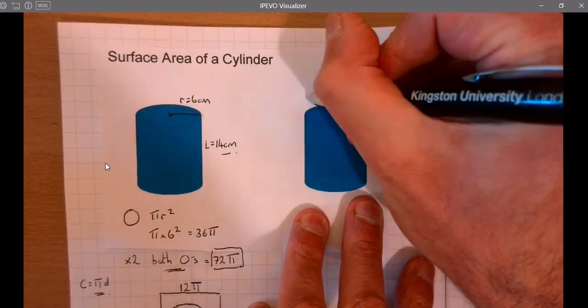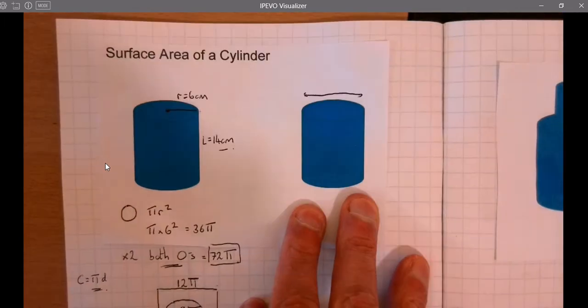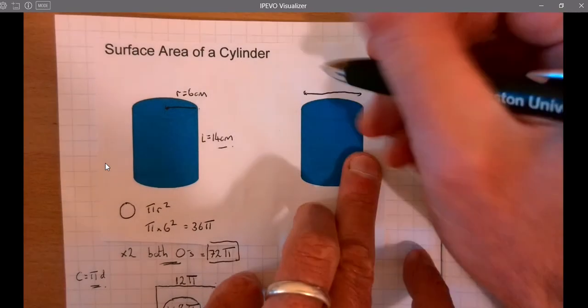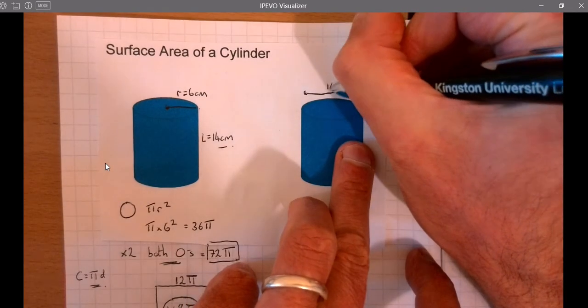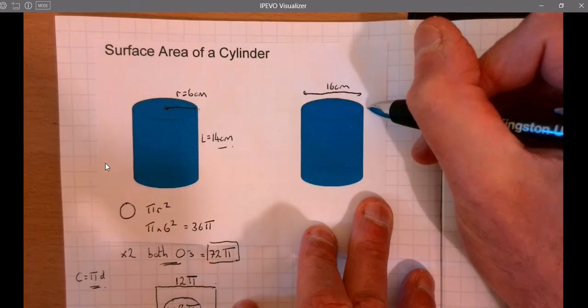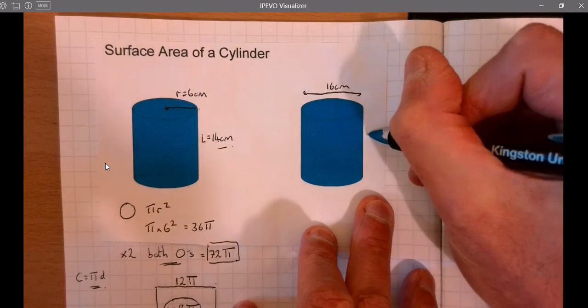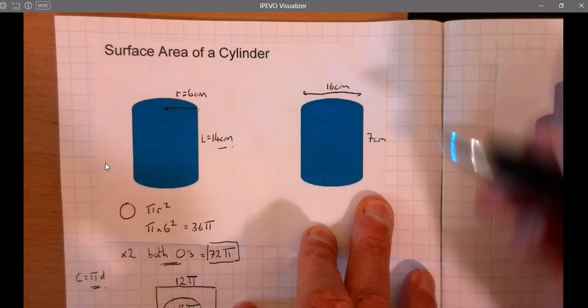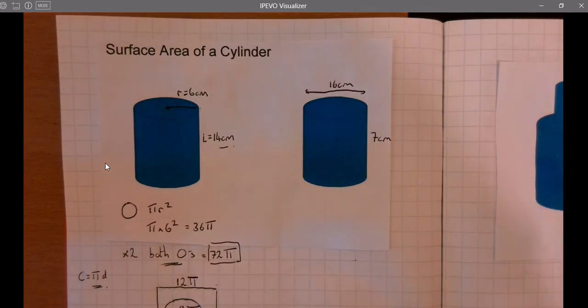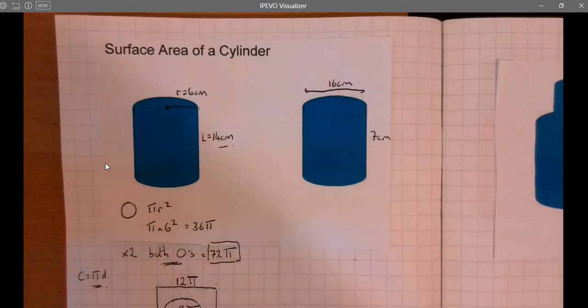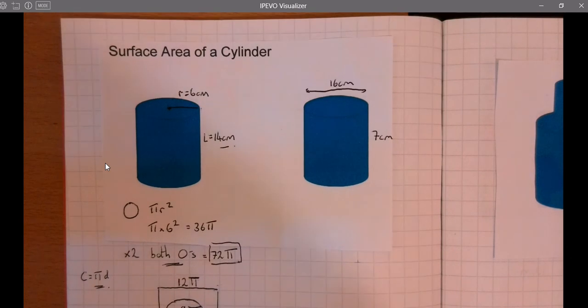This time I'm going to tell you the diameter of this one here. So if I tell you the diameter is, let's go with 16 centimeters, and we'll say that there is going to be 7 centimeters. Okay, so now would be a good time to sort of pause it, see how you get on, and then try and come back in just a few seconds time. All right, so I'm going to carry on.